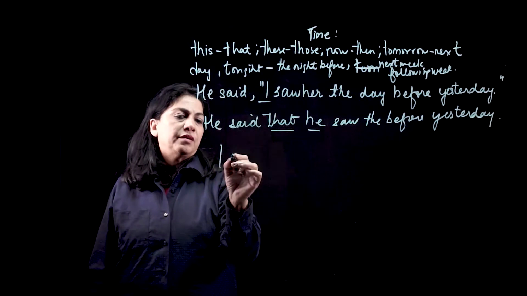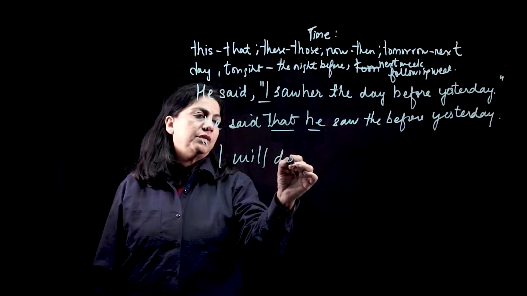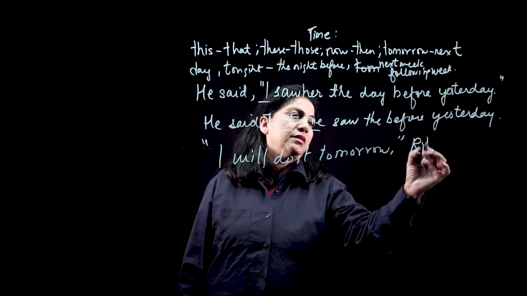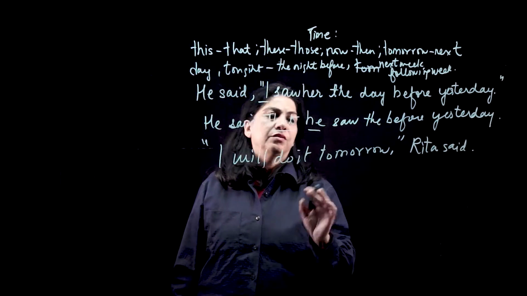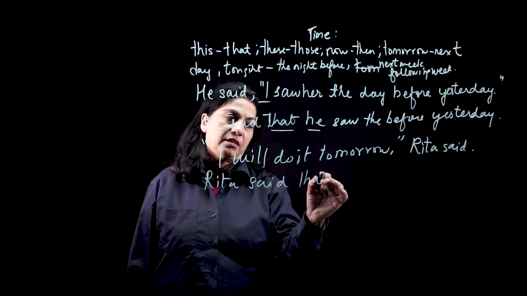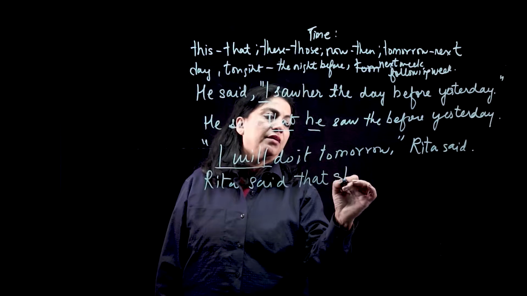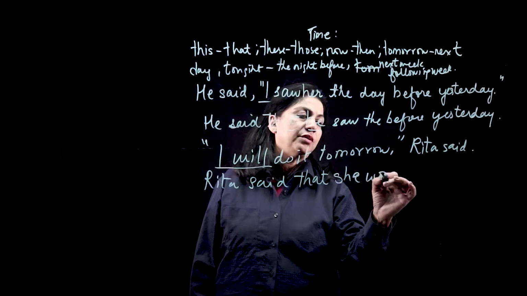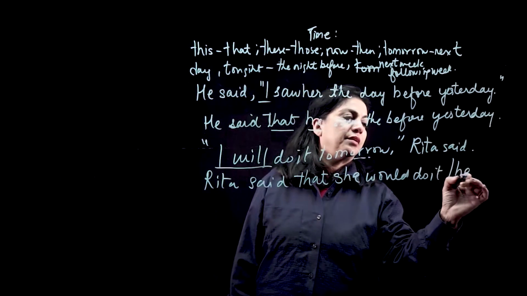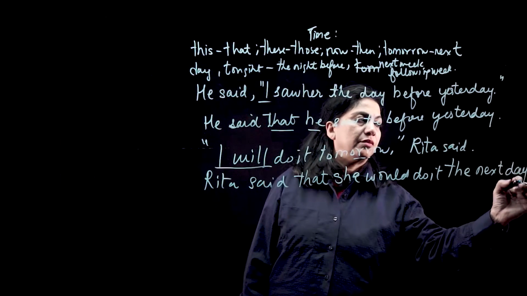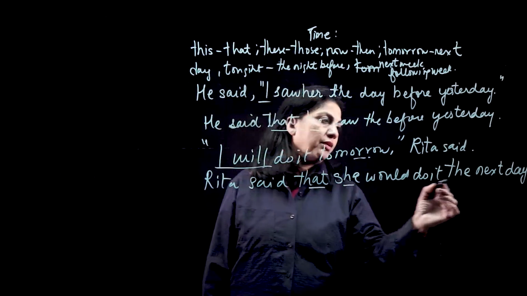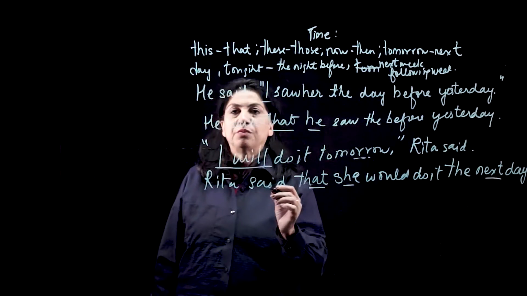Now, if it is I will do it tomorrow, then this is our direct speech. Rita said. So if you have to change it, it will be Rita said that she would do it the next day. It is very important to change the time. So we've changed everything. We've got a conjunction here, we've got a pronoun here, and we've got the time. These changes have to be made.